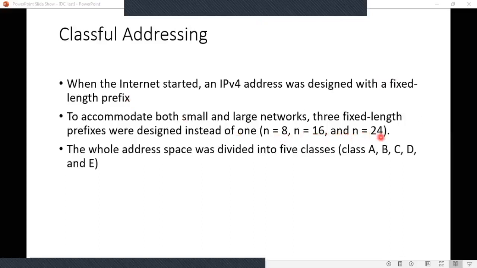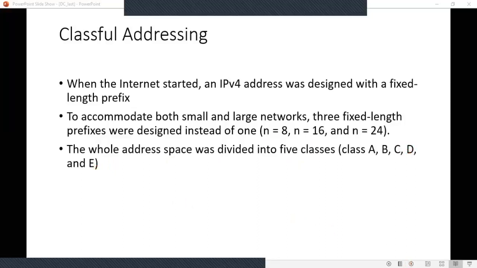So in IPv4 classful addressing, the address space is divided into five different classes, that is class A, class B, class C, class D, and class E.